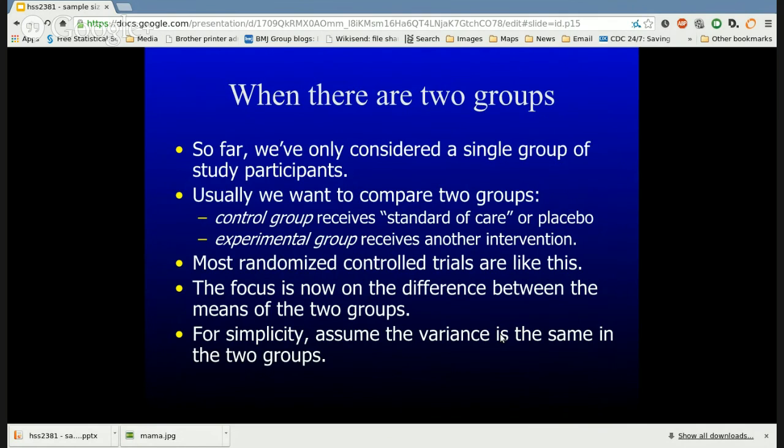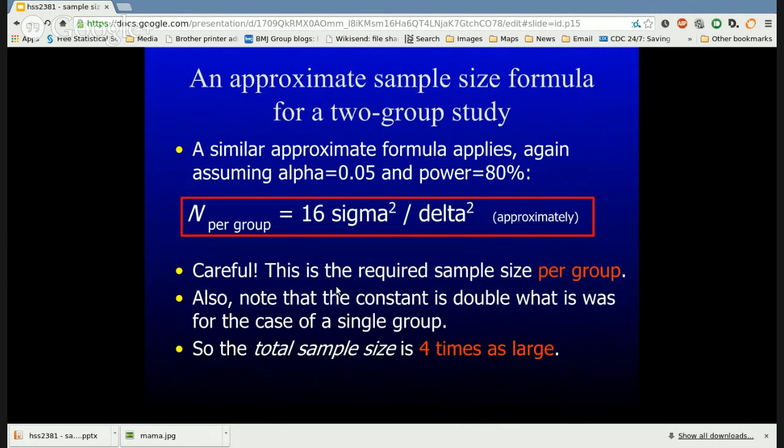What if there are two groups? What if I've got a control group and an experimental group? So the control group gets a placebo, and the experimental group gets my drug. This is the more common situation. And the answer isn't that we multiply by 2. It's more complicated than that.